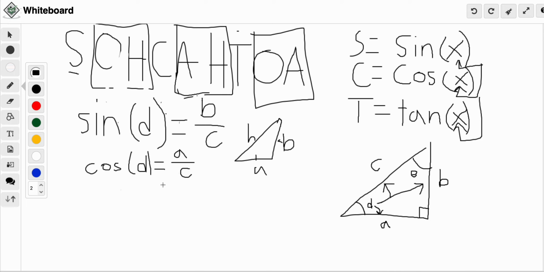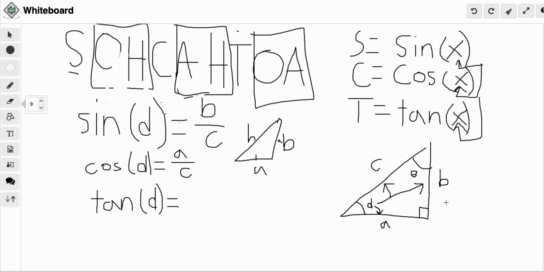Now, finally, let's go over tangent of D. Tangent of D, we have OA, opposite over adjacent. So, let me just erase this so it's more clear. We're not getting confused with the arrows here.